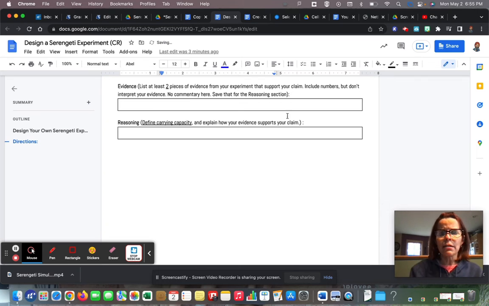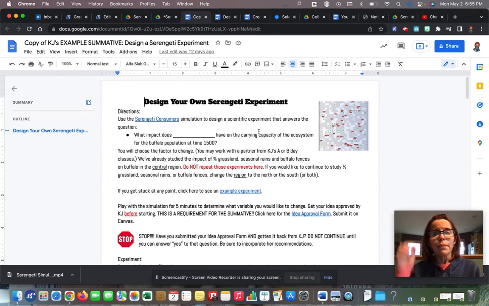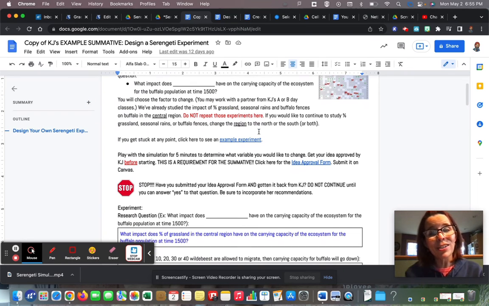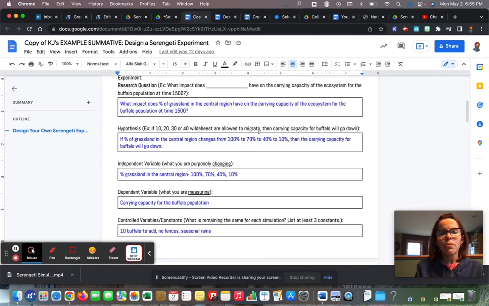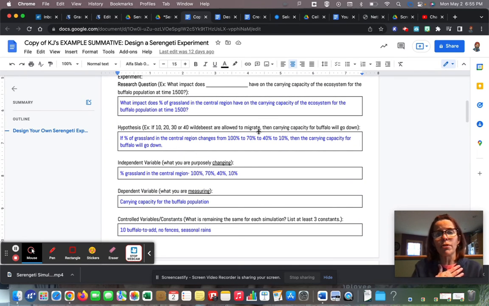Okay, one last thing before I go. I'm going to give you an example that I did. I purposely did one that I don't want you to do because we've kind of done this one before. Take a look. So I wrote my question. You can look at this anytime that you have questions. What impact does percent of grassland only in the central region, we already did this, in the central region have on the carrying capacity of the ecosystem?